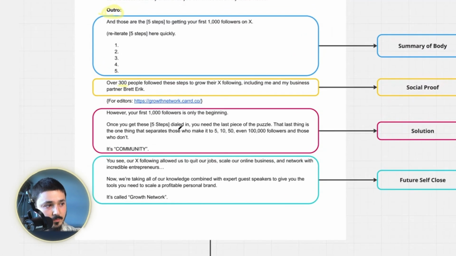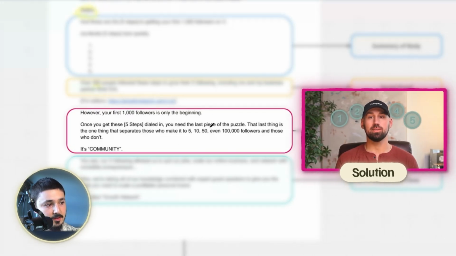Then we finally introduce our solution in the sentence. So we're saying that your first 1,000 followers is just the beginning, so it's not the end. Once you get the 5 steps dialed in, you need the last piece of the puzzle.